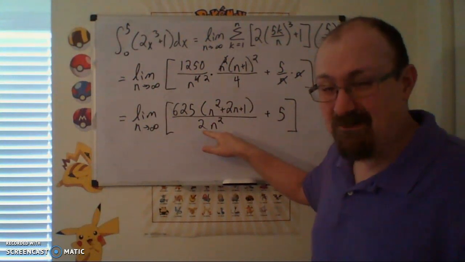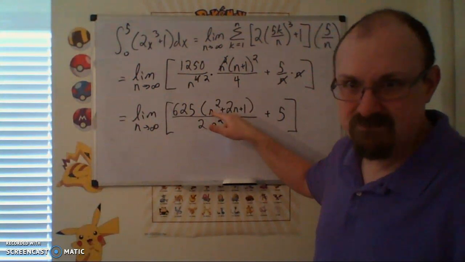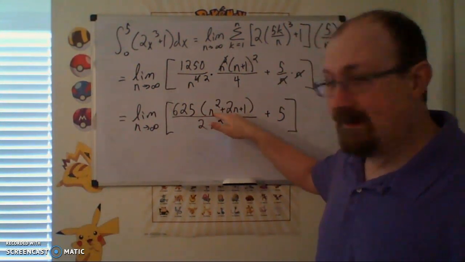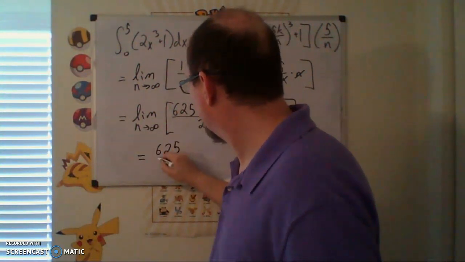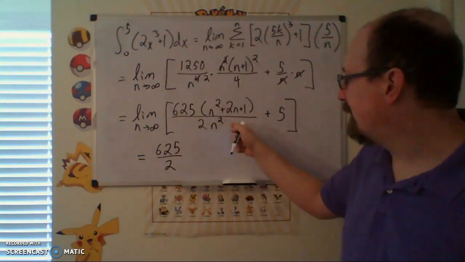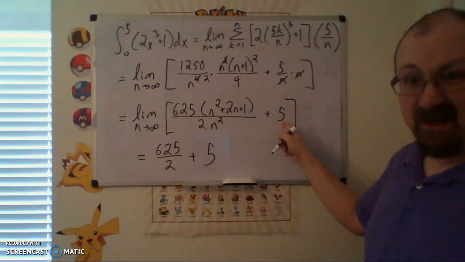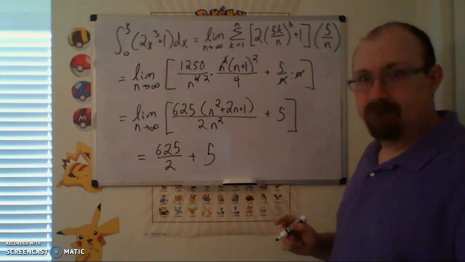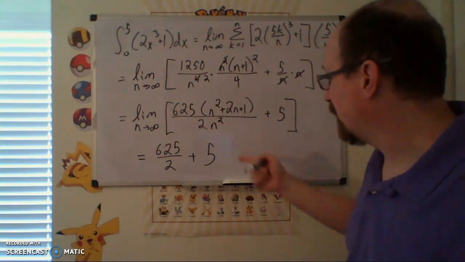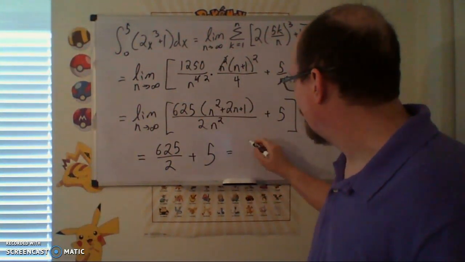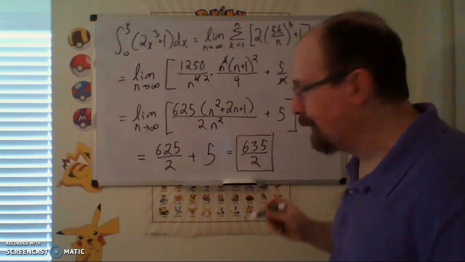So the coefficient down here is 2. The coefficient of n squared here, if I distribute the 625, which if you want to do that, have at it, would be 625. So we have 625 over 2 coming out of this guy. 5, again, just wants to be 5. So there's no n anymore. We've taken care of the limit, and we can combine our terms. 5 is 10 halves, so that would be, what, 635 over 2.